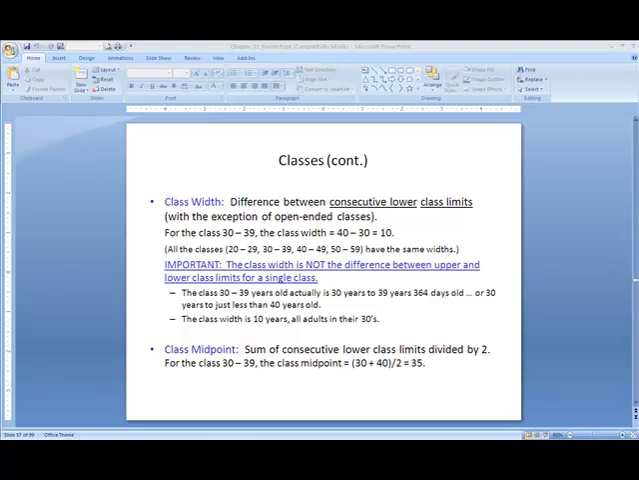I want to find the midpoint of 20 to 29. You would take 20 and the next class up from it and take its lower class limit, 30, add those two together and divide by 2. So my midpoint would be 25.